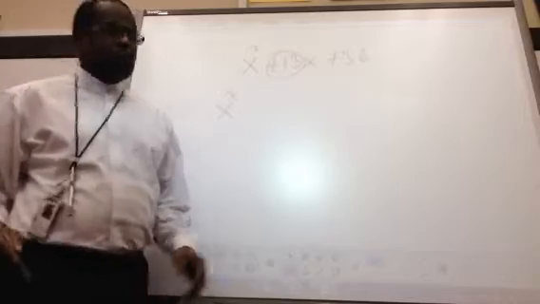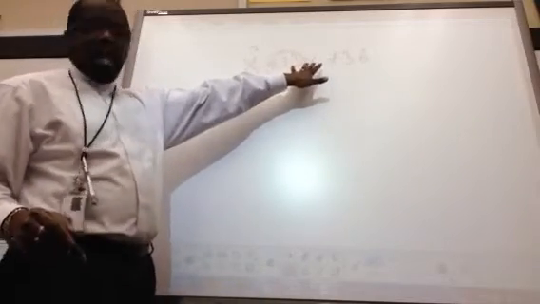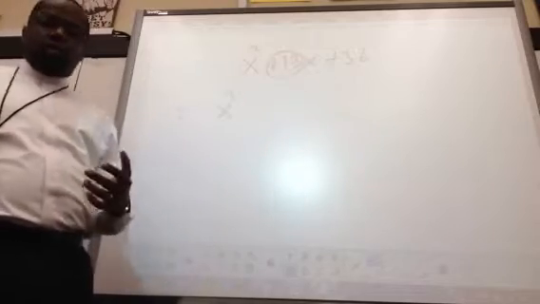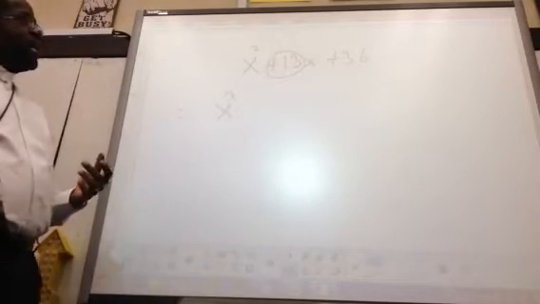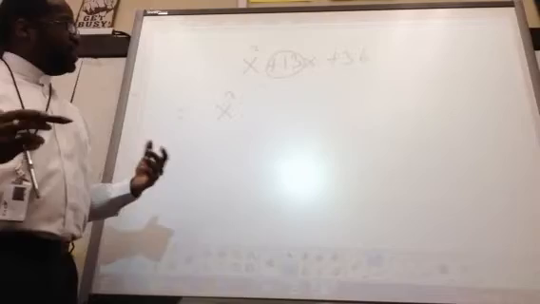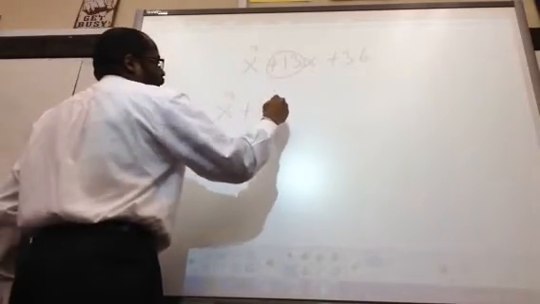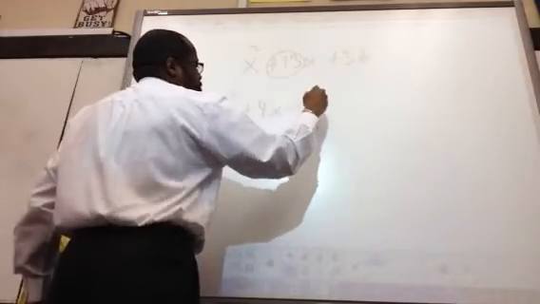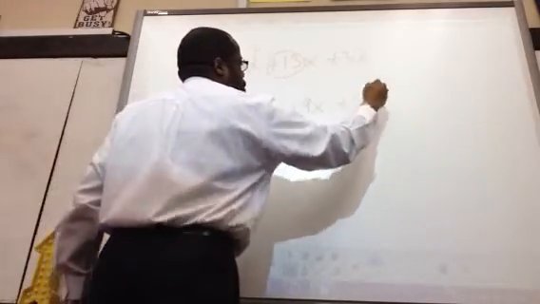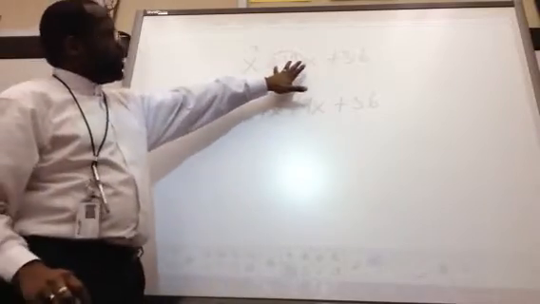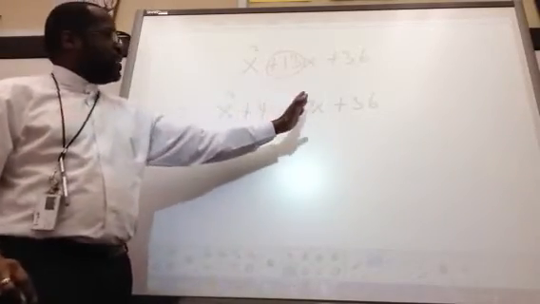Ooh, stop. 13 is attached to the x. So when we replace it using the 4 and the 9, they should also have x's with them. Now, the order that you list the 4 and the 9 does not matter. So I'm going to choose to write the 4 first. You can write the 4 first or the 9 first. It doesn't matter. So we have replaced the 13x with 4x and the 9x.